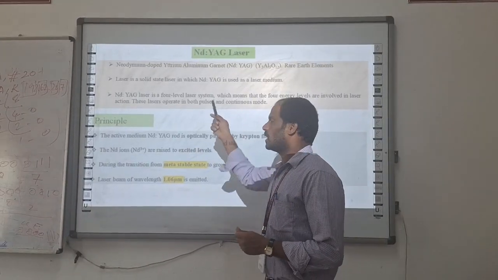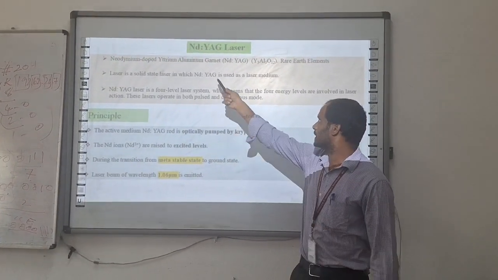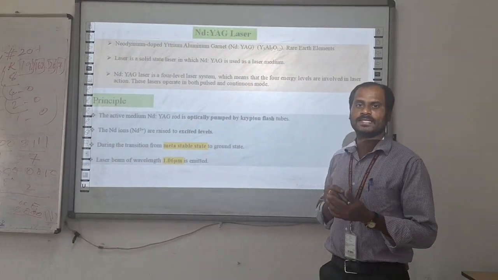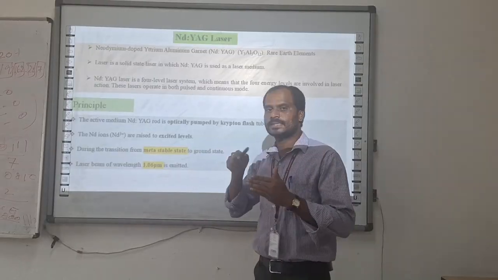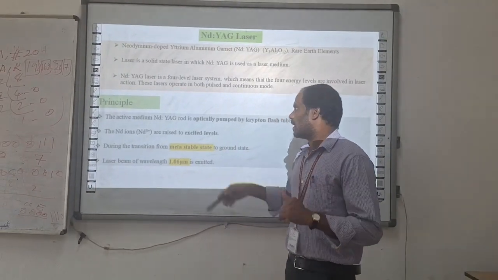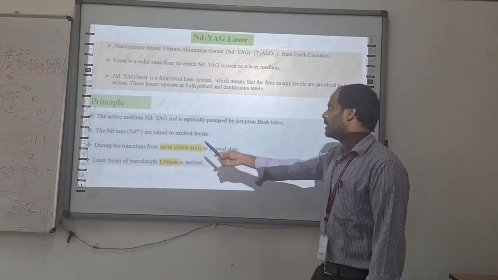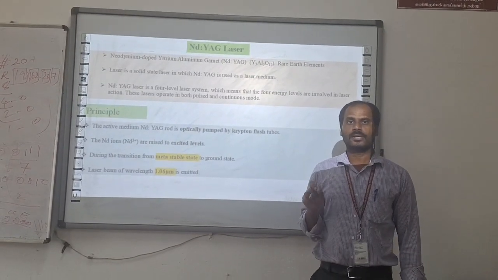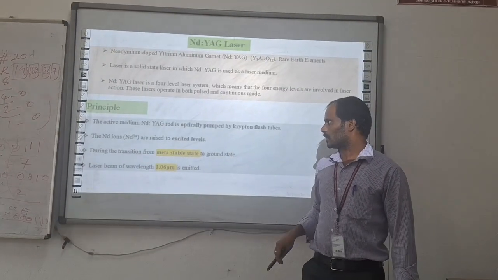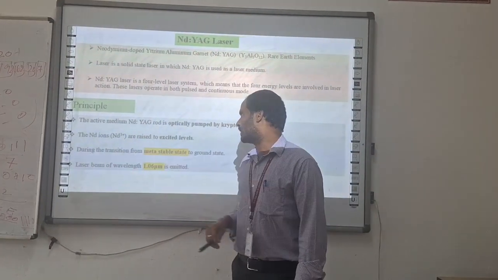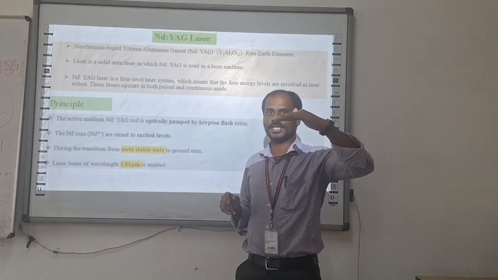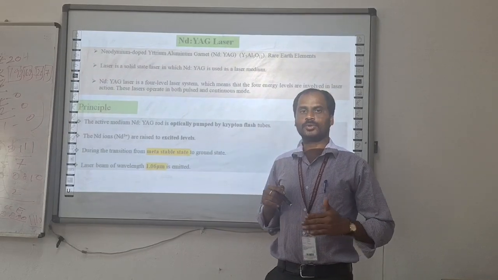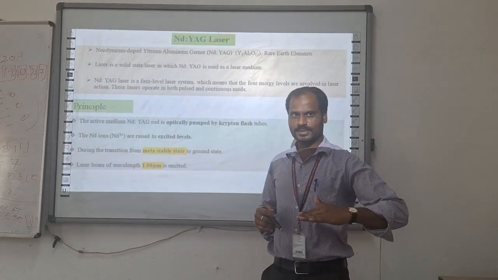We already discussed that it is a solid state type of laser. The energy levels form a 4-level energy system, and it works in pulsed or continuous mode. On the principle: in the active medium, the Nd:YAG rod is optically pumped by a krypton flash tube or xenon flash tube. The Nd ions rise from the ground state to the excited state level. During the transition from the metastable state to the ground state energy level, the laser is emitted.